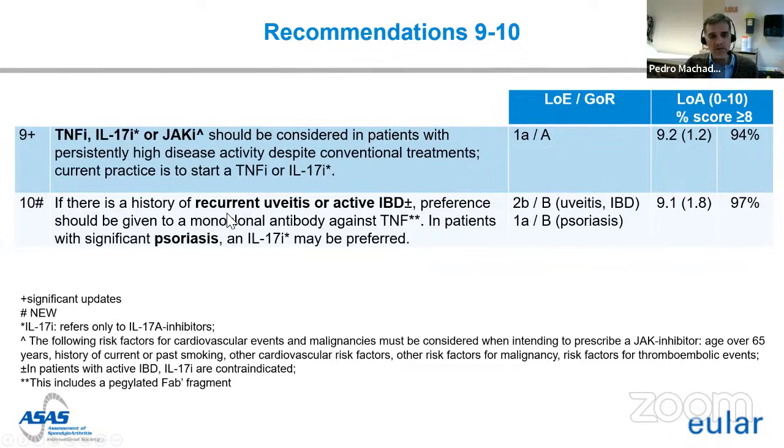If there's a history of recurrent uveitis or active inflammatory bowel disease, preference should be given to a monoclonal antibody against TNF-alpha, and it specifically says monoclonal antibody because that excludes etanercept, which is a fusion protein against TNF-alpha. And in patients with significant psoriasis, an IL-17 inhibitor may be preferred, and this is because there is some data suggesting that at least in extensive psoriasis, the use of IL-17 inhibitors may be more effective than other drugs.